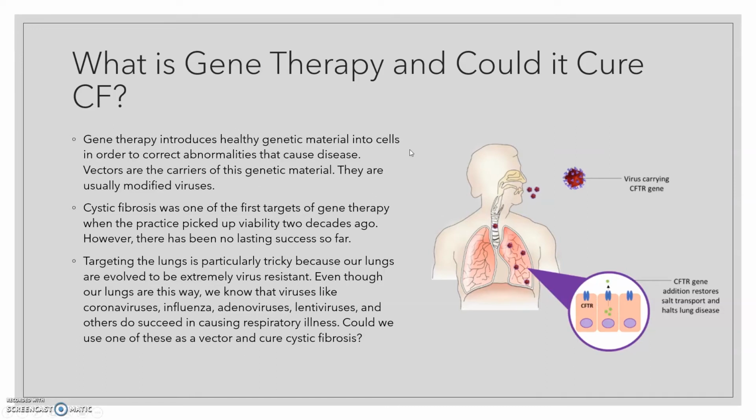Cystic fibrosis was one of the first targets of gene therapy when the practice picked up viability 2 decades ago. However, there has been no lasting success so far. Targeting the lungs is particularly tricky because our lungs are evolved to be extremely virus resistant. Even though our lungs are this way, we know that viruses like coronaviruses, influenza, adenoviruses, lentiviruses, and others do succeed in causing respiratory illness. Could we use one of these as a vector and cure cystic fibrosis?